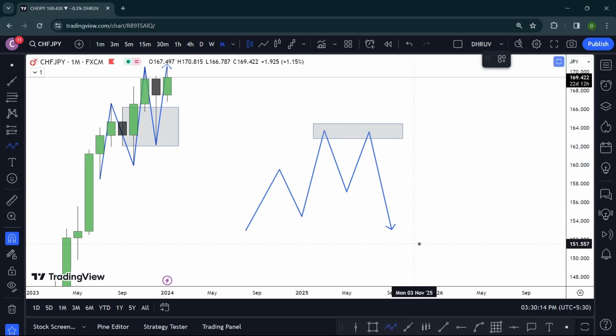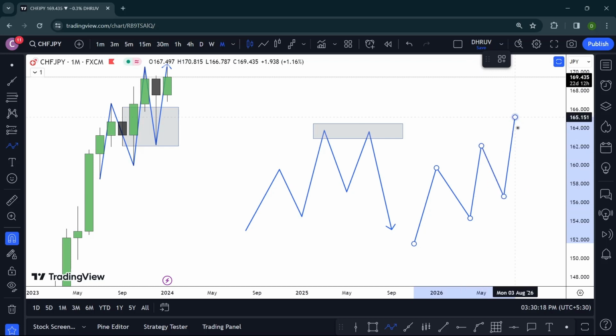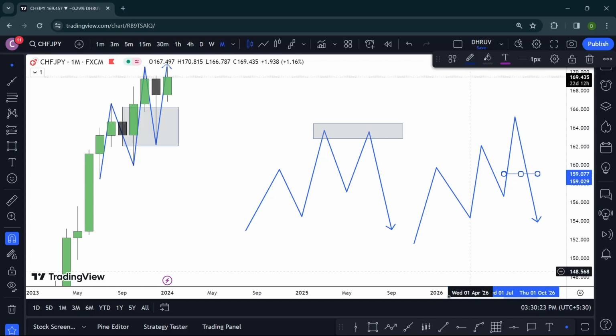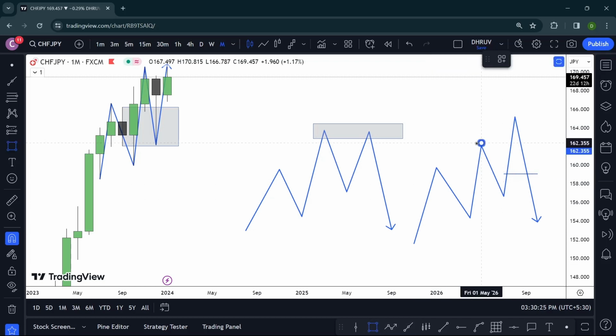And the second scenario is price simply making higher highs and simply ignoring every support that is present over here. This is the last support, right? So price simply ignores that.